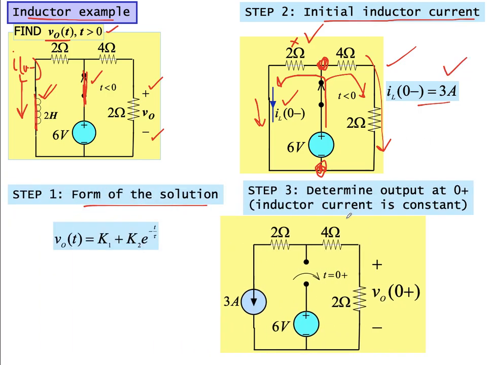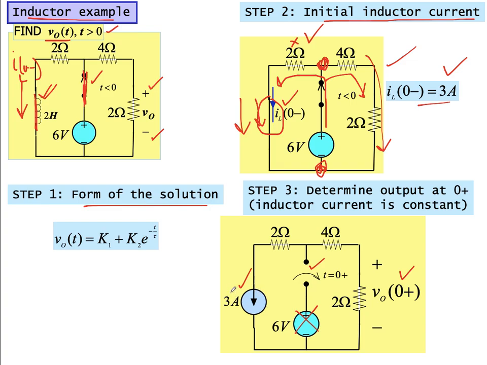What we are going to do is replace the inductor with a current source, and then analyze the circuit for t greater than 0. So for t greater than 0, the inductor will be replaced by a current source. The current direction will be downward, the same as the current direction of iL(0+), and the switch will be open like this. Here we need to find v0(0+). Since the switch is open, this source is dummy.